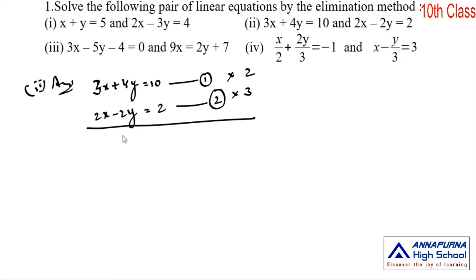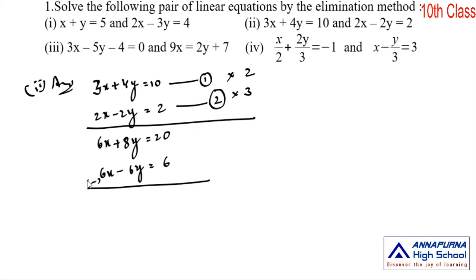Multiply 3x into 2, 6x plus 4y into 2, 8y is equal to 10 into 2, 20, and 3 into 2x, 6x minus 3 into 2y, 6y is equal to 3 into 2, 6. Now add these two equations, we eliminate the variable x, or subtract. Generally, yes, these two terms have same sign, so we subtract.